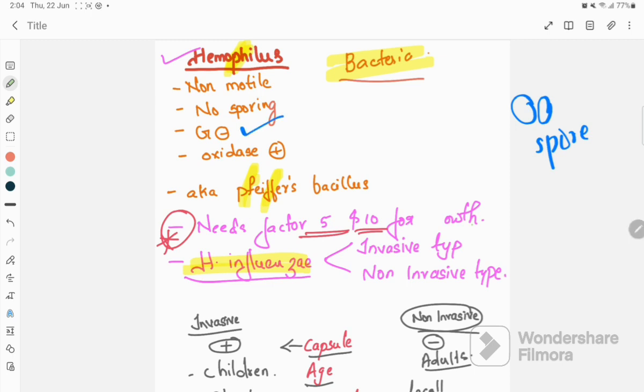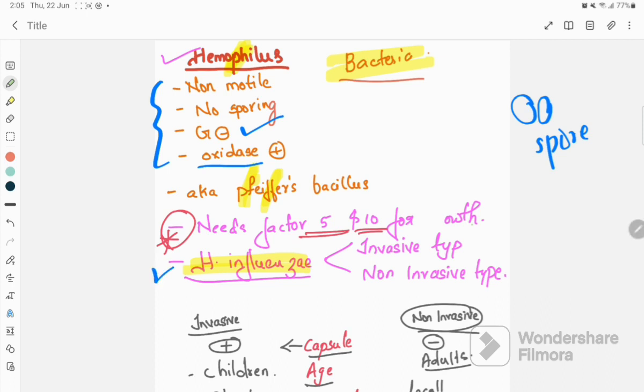It is a gram-negative organism, and when we do the oxidase test, it is oxidase positive. So these things you have to memorize, guys. Nothing based on concepts. Let's start with Hemophilus influenzae. Under this Hemophilus, we have different kinds of Hemophilus bacteria. Today, let's limit ourselves to Hemophilus influenzae.